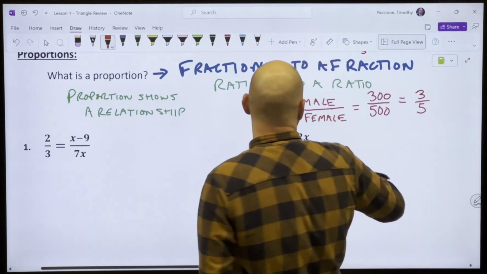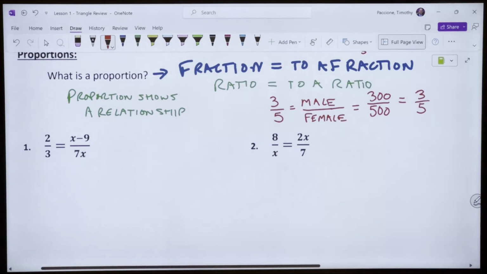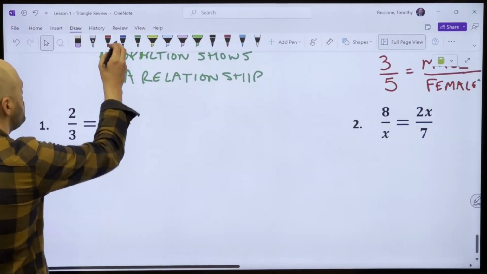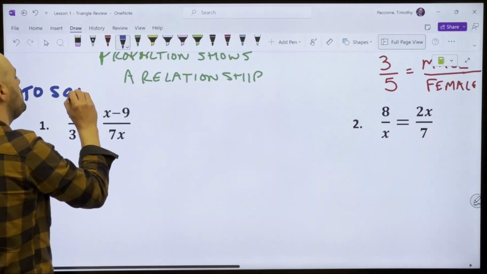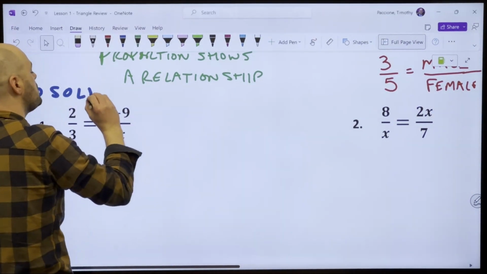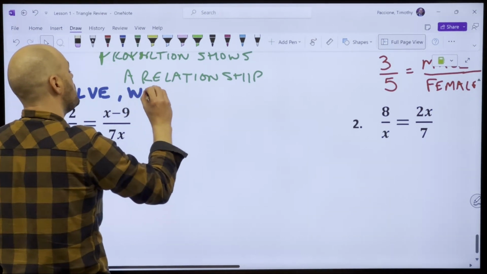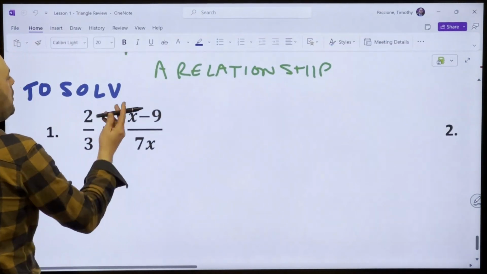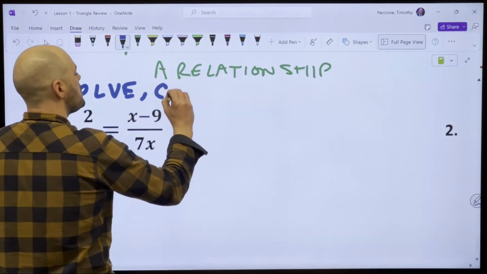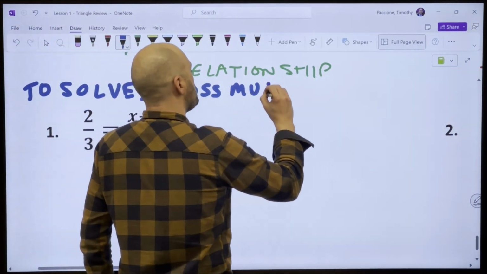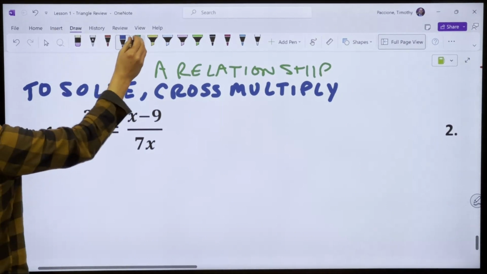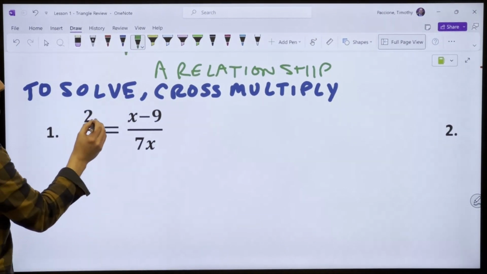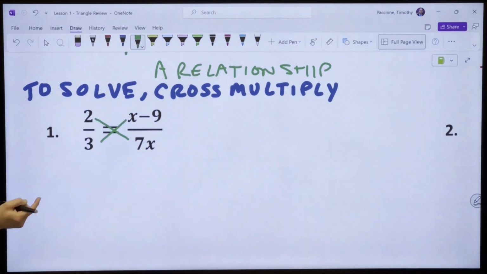Okay. Now it's not always that easy to figure out the missing piece of a proportion, right? So we have a strategy. We have a thing we do every single time. To solve, and this is the last piece, anybody remember? So to solve, cross multiply. So in its current form, this is really hard to figure out what x is, right? But there's a rule with proportions that says this times this will equal this times this, so you can make a new equation, and that will be easier to solve.